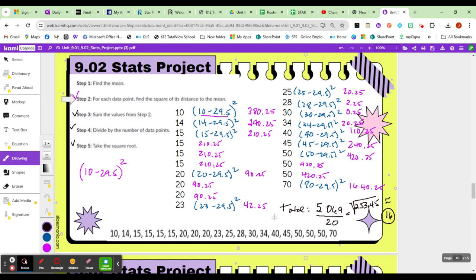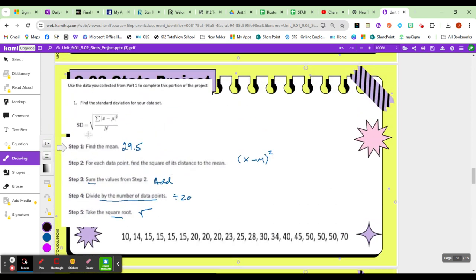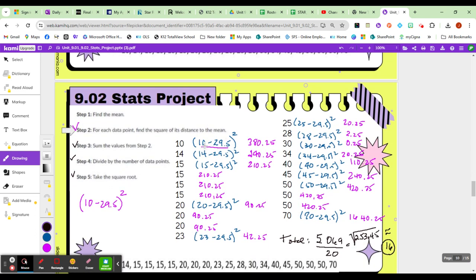So again, I did all this because I'm working this formula, and we just did it by steps. Find the mean. You did that in your stats project 9.01. Step number 2 is this long part. This is where you take each data, subtract your mean, put that in parentheses, and then square it. So you get a number. You'll get 20 more numbers. That's your data minus your mean in parentheses squared. That's going to be this number.